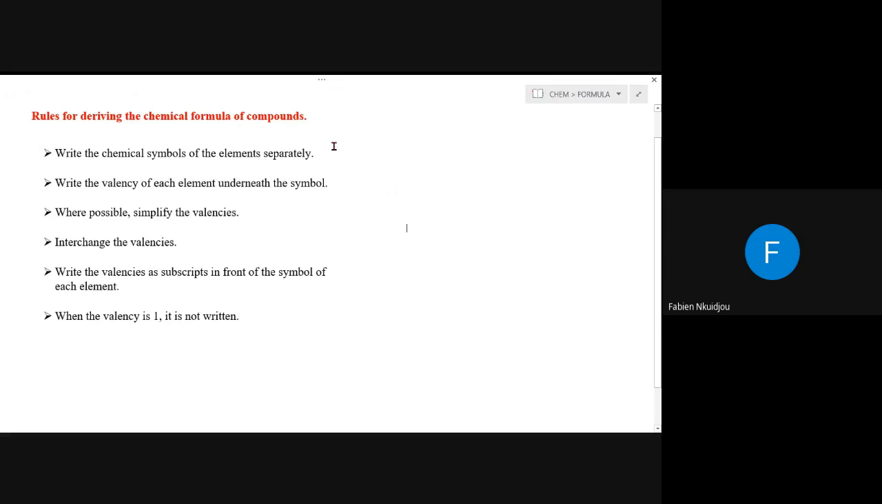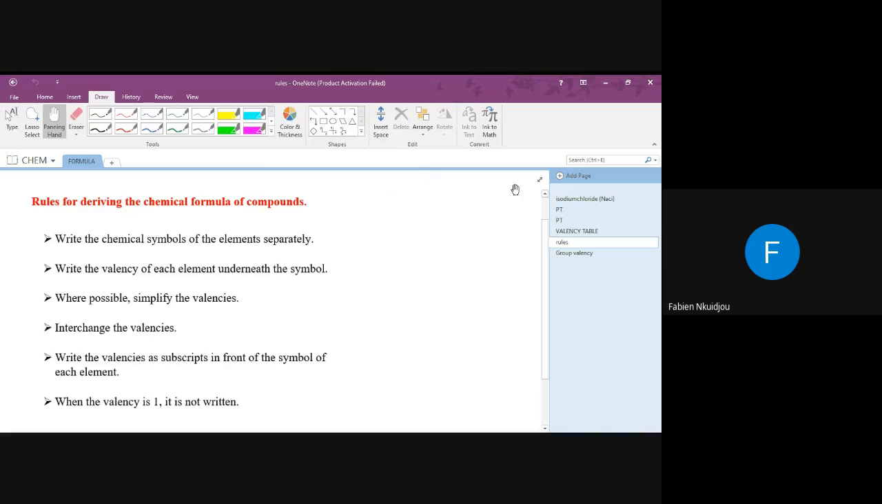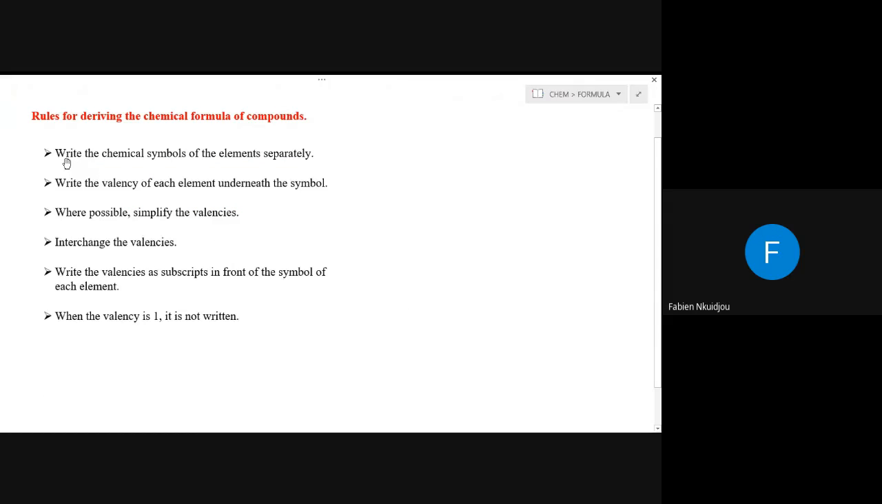Now, what does the first rule say? We can clearly see: write the chemical symbols of the elements separately. That is the first thing we need to do. The next, we have to write the valency of each element underneath the symbol. Where possible, we should simplify the valencies. Take note of these rules because they're going to guide us as we derive the chemical formula of different compounds.